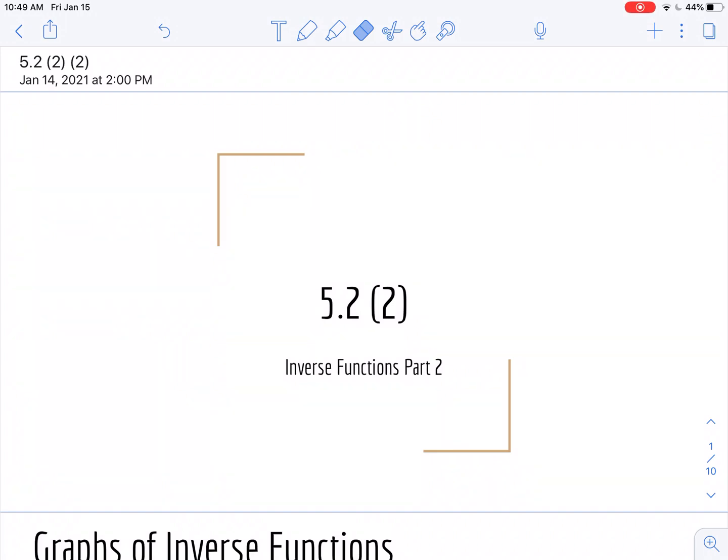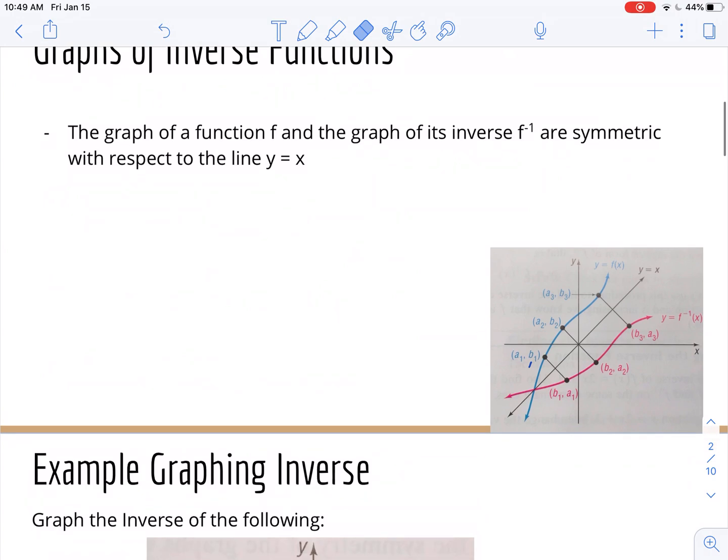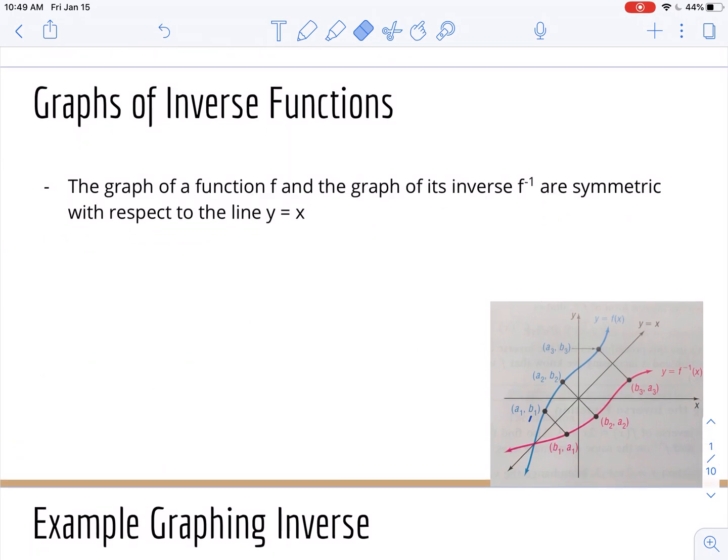These are the 5.2 part 2 notes, and we're going to be finishing up inverse functions today. So let's start with what a graph of an inverse function looks like. The graph of a function and its inverse function are symmetric with respect to the line y equals x.